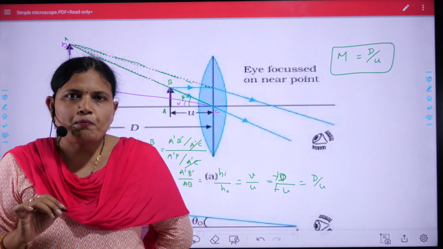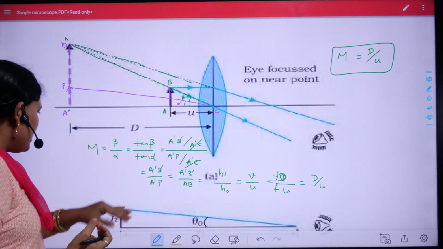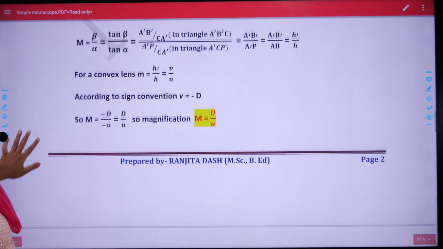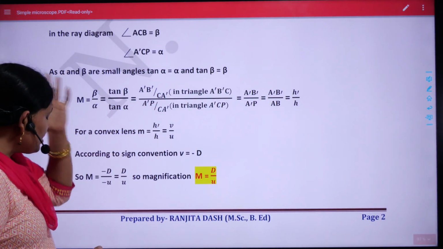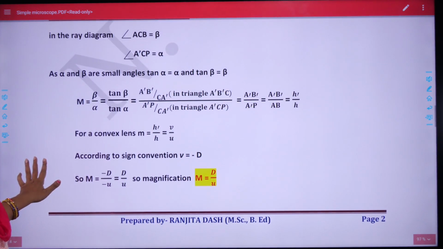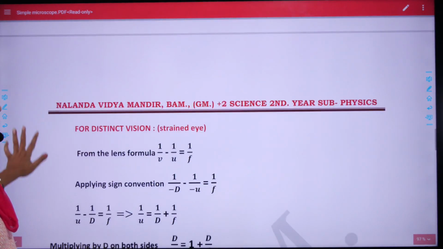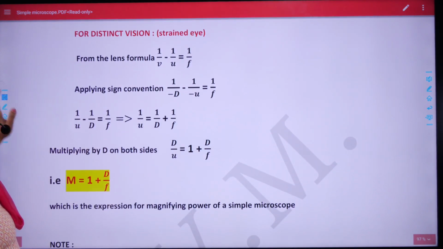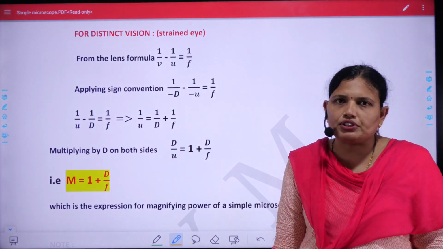All of you clear now? By taking this formula m equal to d by u, next let us proceed. See this one, this is the formula we have derived, and by the sign convention we got magnification m equal to d by u. Okay? All of you clear? Now let us take the conditions. There are two conditions we can get: one is for the distinct vision, and another one is for the normal vision.